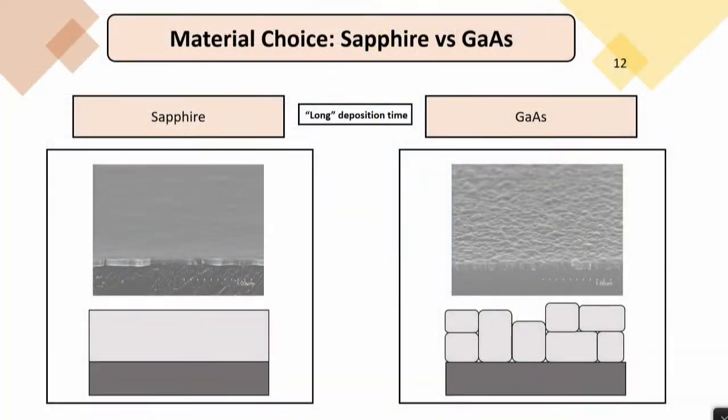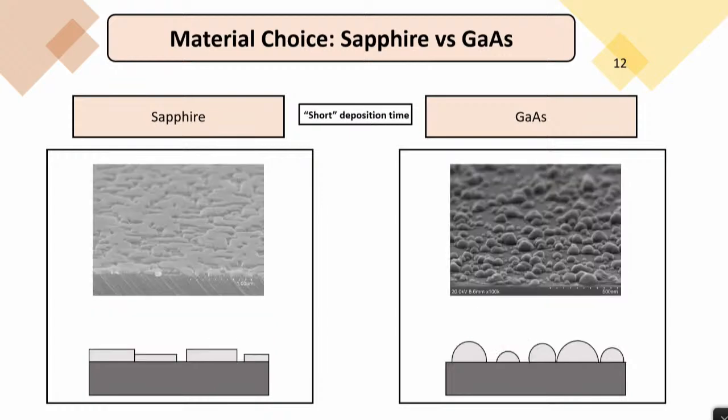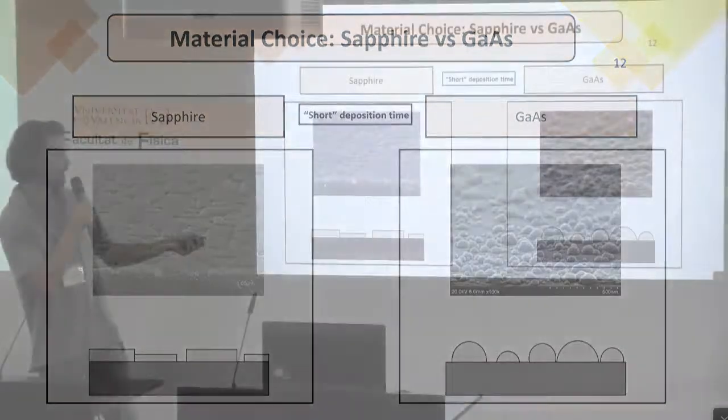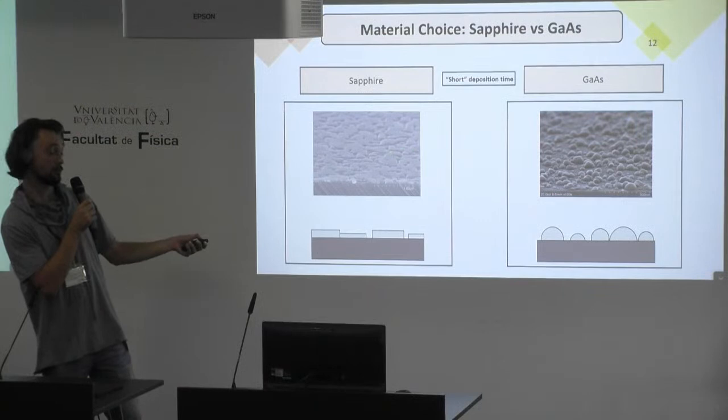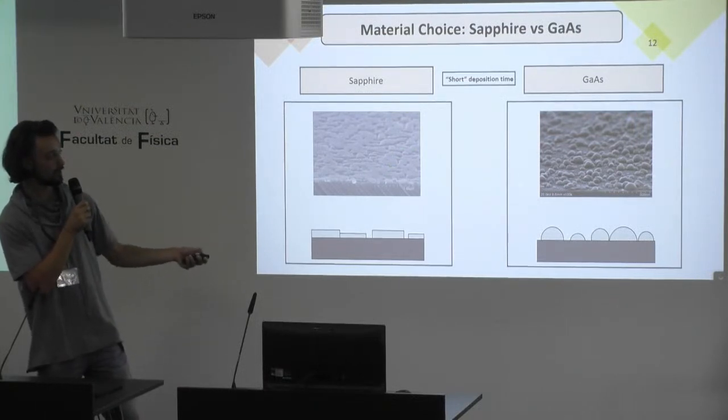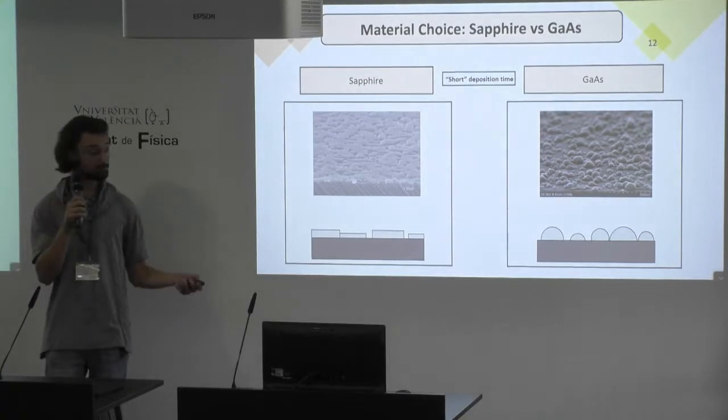So here we have the same lattice parameter, so it grows like I told you. And here we have a mismatch, so they grow like separate islands, and when they find each other, they have no option but to grow vertically, and we have this kind of structure here. For a short deposition time, we can see how the layers are finding each other. And here we can see the hemispheres I was talking about before.